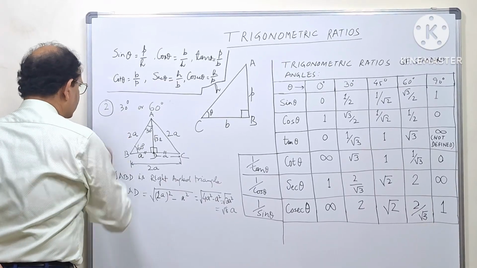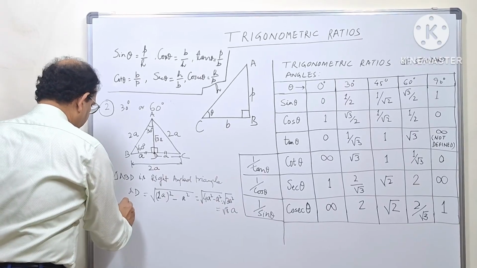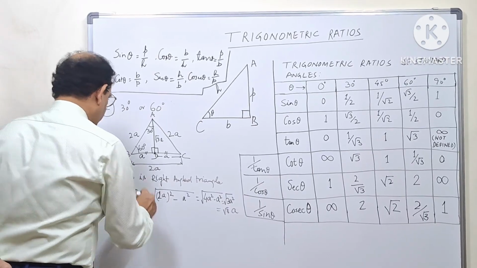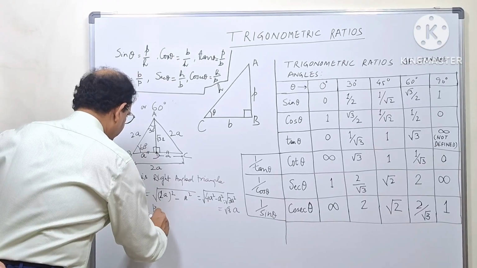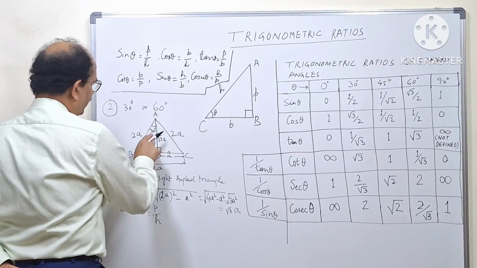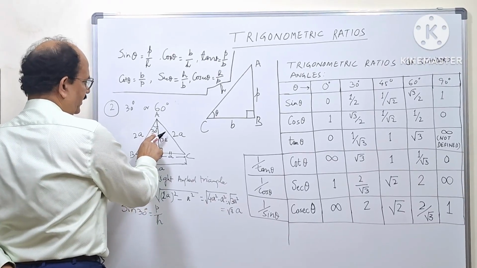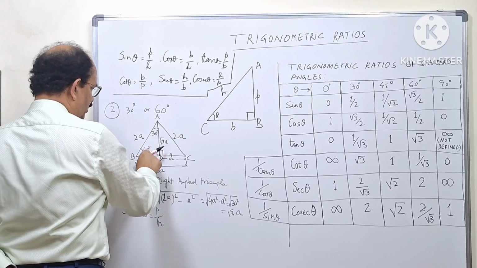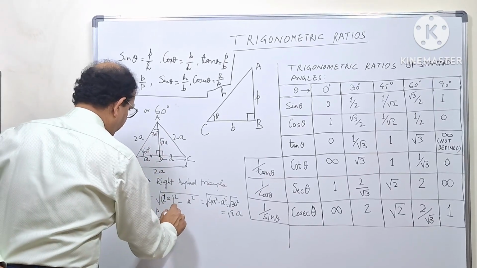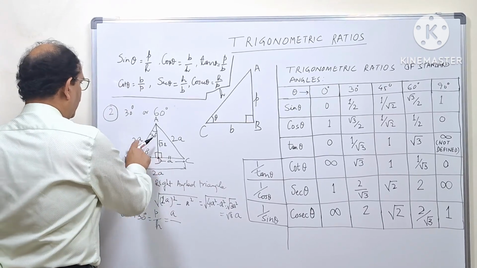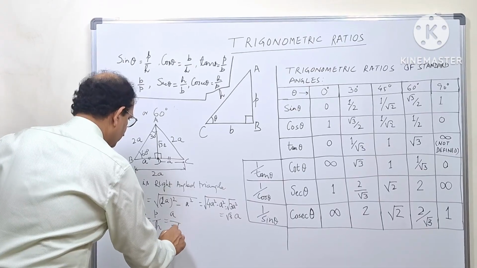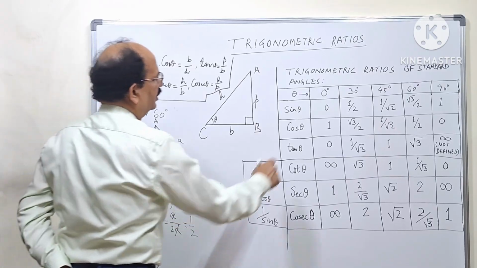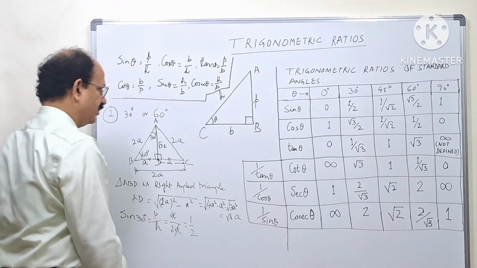Let's start with 30 degree and sine 30. Sine 30 will be perpendicular by hypotenuse. Now what is my angle of reference? My angle of reference is this 30 degree. So what will be my perpendicular? My perpendicular will be this side, opposite to the angle of reference. So perpendicular is a, and what is my hypotenuse? 2a. So a cancels, this becomes 1 by 2. So sine 30 degree is 1 by 2.